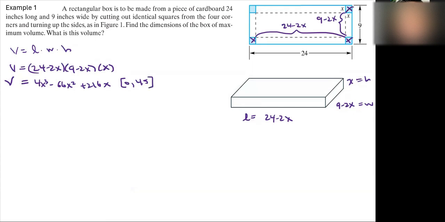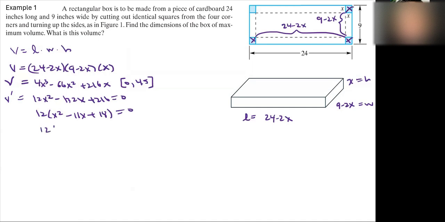Now we need to find our other critical point. We found two critical points, 0 and 4.5, and we need to find another. How do we find it? We need to take the derivative of this. So V prime gives us 12x squared minus 132x plus 216, and we set that equal to 0. Notice that each of these terms has a factor of 12, so I can factor out 12 and I get x squared minus 11x plus 18 equals 0.